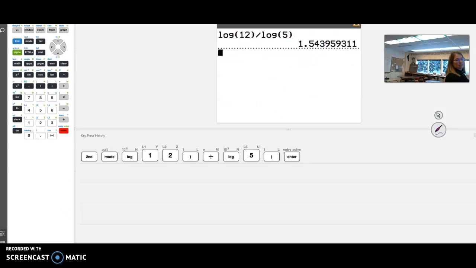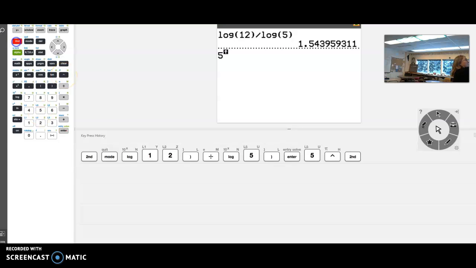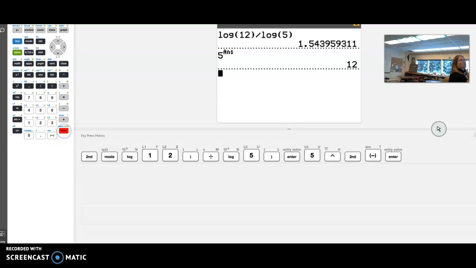And so if you go into your calculator to check the result, we can take 5 and raise it to that answer, 1.5439. You can round it and you'll get approximately 12, or you can hit second answer, you take that whole thing and you'll get exactly 12.